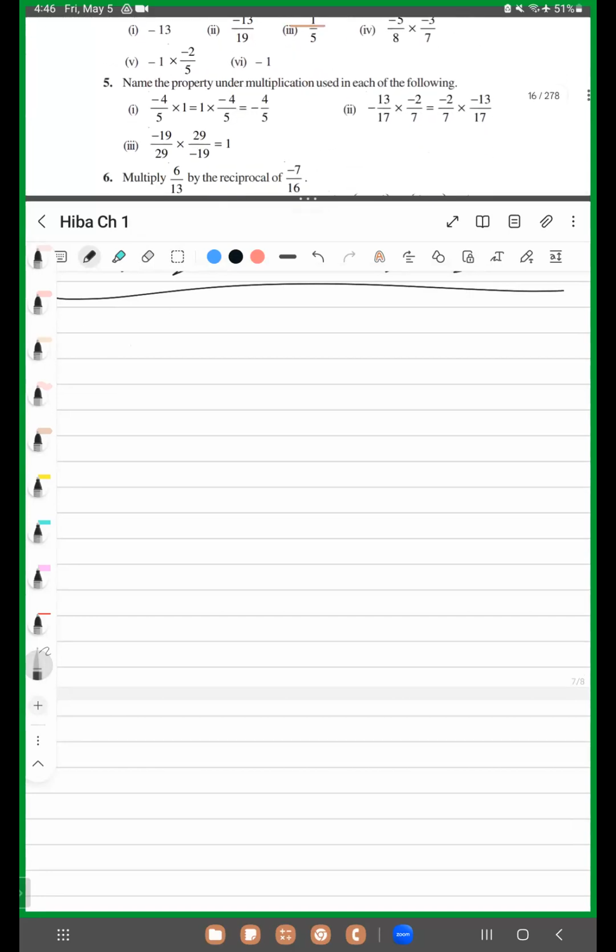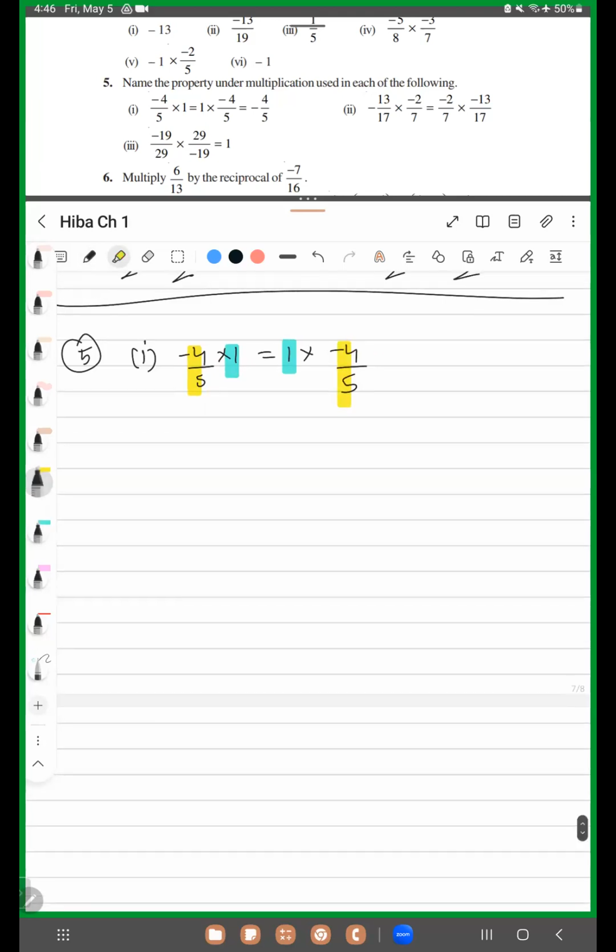Fifth question. Name the property under multiplication used in each of the following. You have to just name the property. Okay? You can just write it in your textbook, but use a pencil. Don't use a pen in the textbook. Okay. Which is this property? What have they done here? -4 by 5 multiplied by 1 is equal to 1 multiplied by -4 by 5. Which property is this?